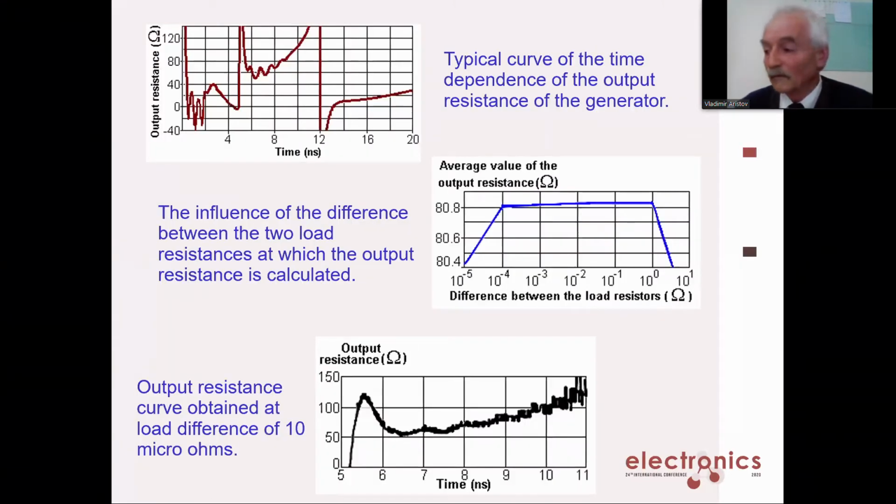We work in the time domain, therefore we are interested in the time dependence of the output resistance. The most important is time segment 5 to 12 nanoseconds for this example, when the output pulse is formed. In order to determine the output resistance dependency on nominal values of circuit elements, it is necessary to appoint a criterion.